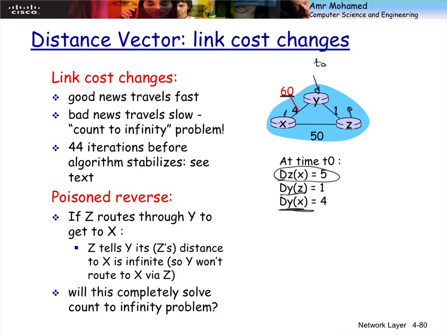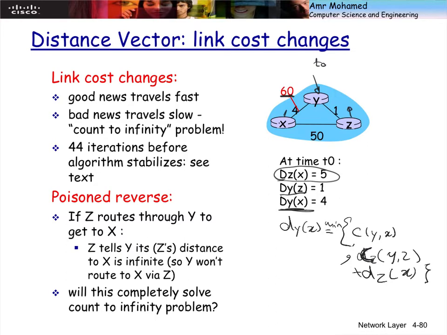So now Y needs to calculate the new price from Y to X. When Y calculates the distance between itself and X, this distance is actually the minimum of the cost from Y to X, or the cost from Y to Z plus the distance between Z and X. So this is simply the minimum of 60, which is the cost between Y and X, or the cost between Y and Z, which is known by Y, of course, which is 1, plus the distance between Z and X.